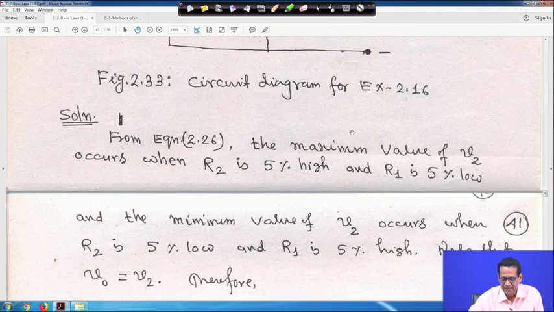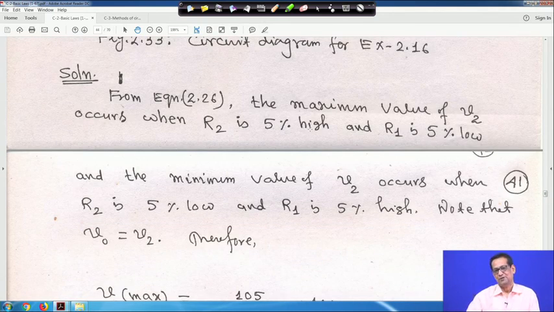Now, one thing I have written, but it is an exercise for you, I have not done it here. That is, the maximum value of V2 occurs when R2 is 5% high and R1 is 5% low. Why? You find out yourself. This is an exercise for you. Similarly, the minimum value of V2 occurs when R2 is 5% low and R1 is 5% high. This you also find out.